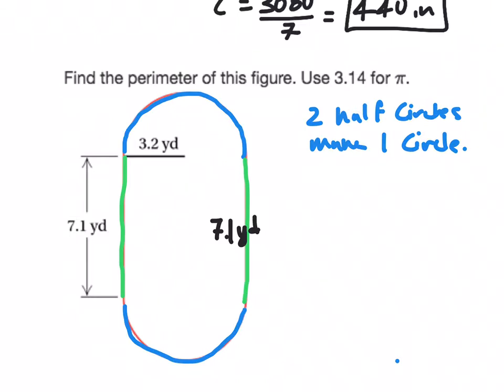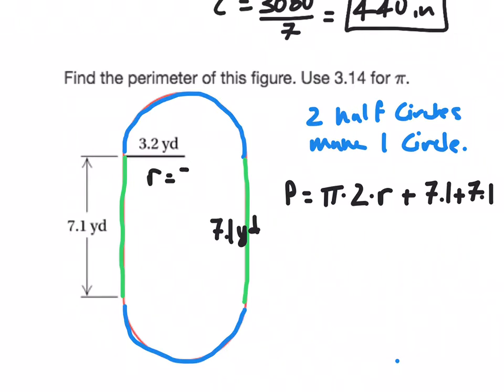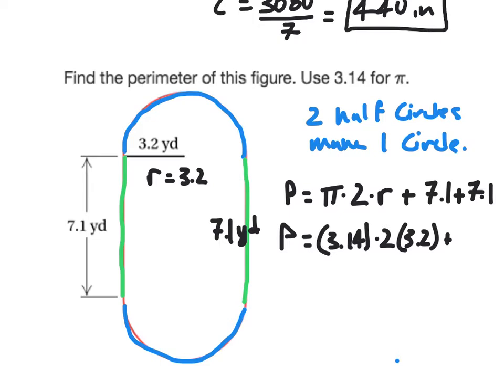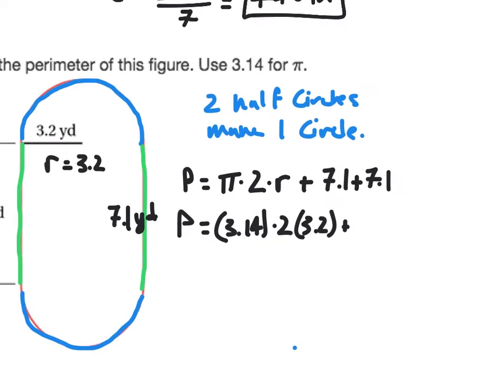All right, so let's write out our perimeter is going to be equal to pi times 2 times the radius, and then we're going to add in 7.1 plus 7.1. And my radius is equal to 3.2 yards. So let's put in our perimeter is equal to 3.14 times 2 times 3.2, and then we're going to add 7.1 plus 7.1.